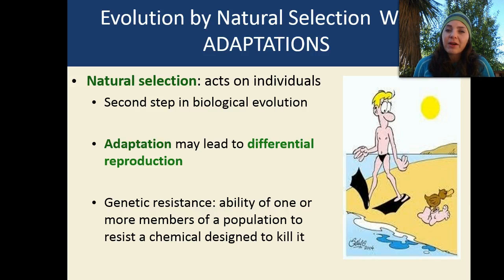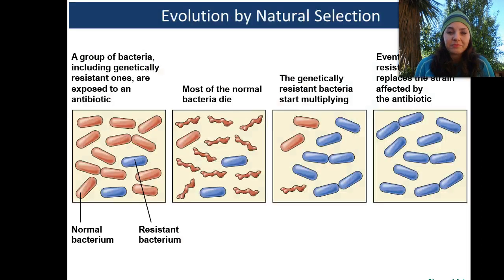Another thing that's been happening lately is genetic resistance. You've been hearing a lot in the news about these antibiotic-resistant bacteria that have been occurring, especially in hospitals. They're called the MRSA strain. And this is the ability of one or more members of a population to resist a chemical designed to kill it. So here's our example of the bacteria.